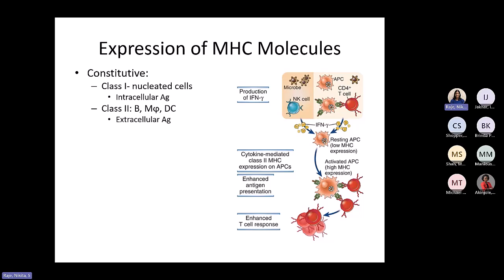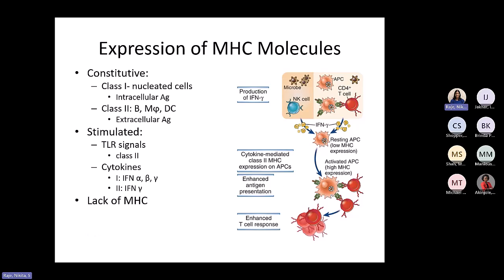are produced because of those genes, and those proteins can be expressed on the cells in a constitutive manner or a stimulated manner. Constitutive means they are just there. Class 1 MHC are present on all nucleated cells, and class 2 MHC are present on the professional antigen presenting cells: B cells, macrophages, and dendritic cells. Versus the stimulated MHC molecules, which means above and beyond the constitutively expressed MHC molecules, when there are signals from TLRs or some cytokines present, there will be increased expression of MHC on these cells.